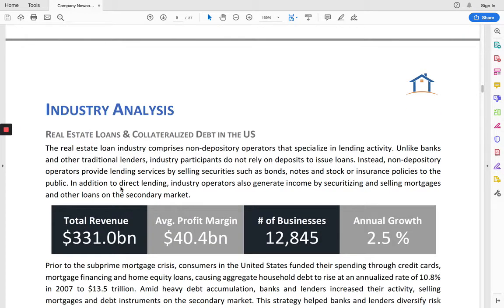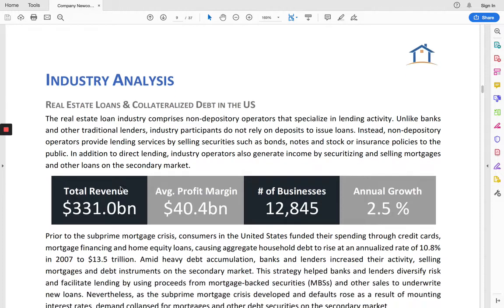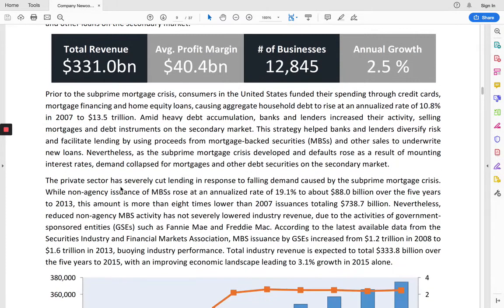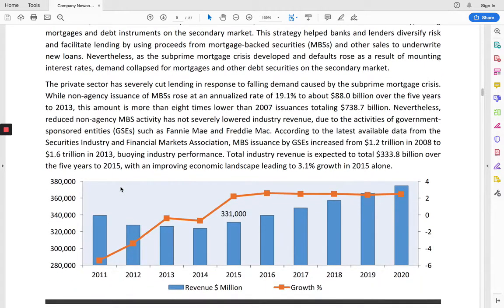Once we're able to do that, then the next section is the industry analysis. This is the size of the industry you'll be operating in. It gives a good overview of the revenue and the average profit margin, the number of businesses you'll be competing with. But most importantly, we want to talk about what the industry performance was in the last 5 years and what the industry performance is expected to be in the next 5 years.